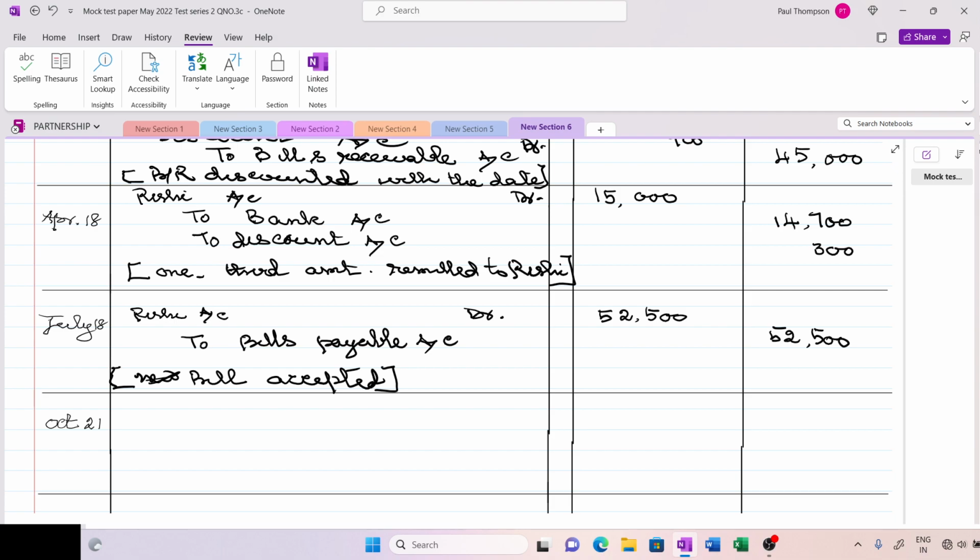You can write new bill also. You can write bill accepted. In short, I am writing. Now what happened? That fellow discounts it in his bank, so it will not appear in the books of Ravi. But what he does, he remits 8,475. So Ravi receives in his bank account 8,475. This amount is after deducting the discount charges.